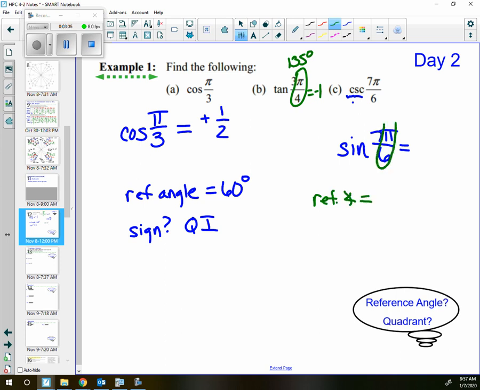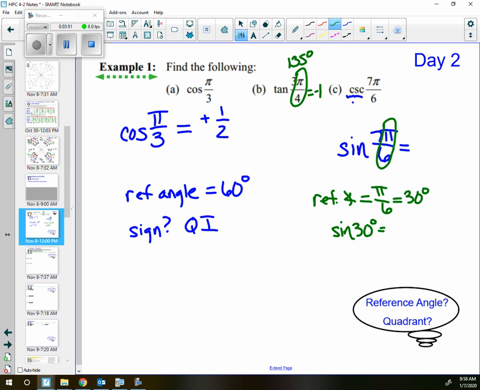So 7 pi over 6, I'm just looking at the pi over 6 part. And remember, pi is 180, so 180 divided by 6 is 30 degrees. So my reference angle is 30 degrees. So that means I'm going to be thinking, what is the sine of 30? And that's what the ratio is going to be for this one.